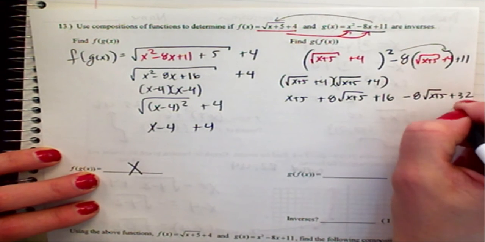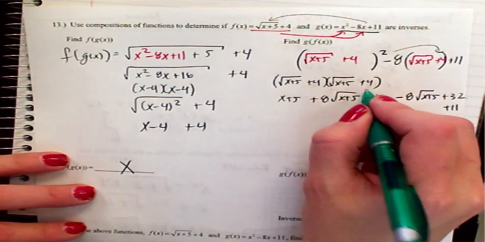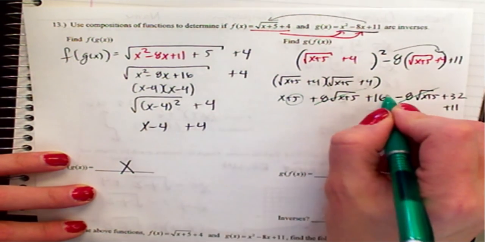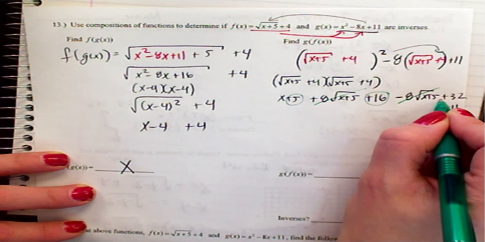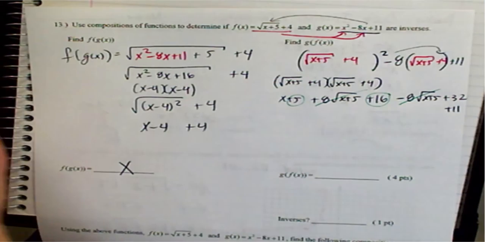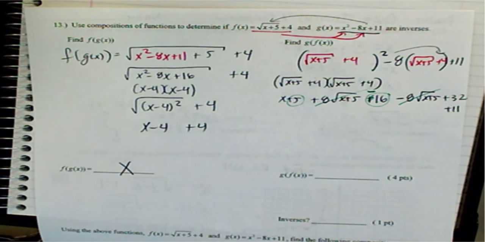Don't forget there's a plus 11 hanging off the end here. Right there. Okay, look for your like terms. Okay, so I have a plus 5, a plus 16. I have a question. I feel like I lost a minus. Oh, I see it. That's a minus. I lost my negative.